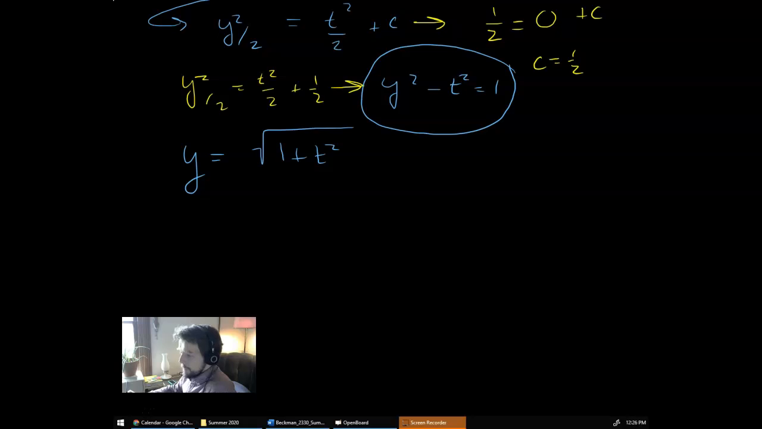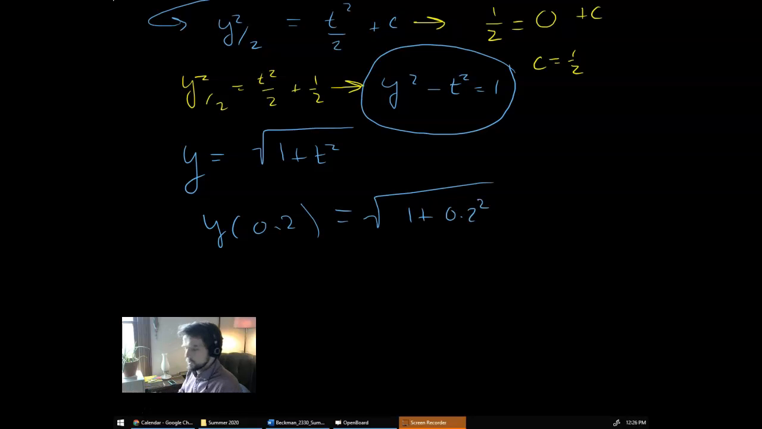And then we can plug in our different values for this. So if we want to compare it at the value of 0.2, y of 0.2 is equal to the square root of 1 plus 0.2 squared. So allow me to plug it into my trusty calculator. So the square root of 1 plus 0.2 squared gives us approximately 1.019804, etc.